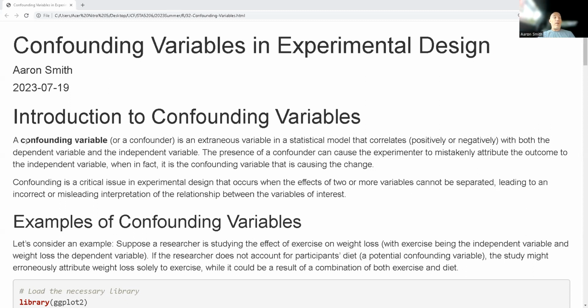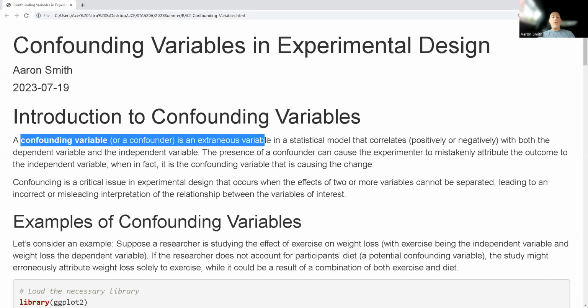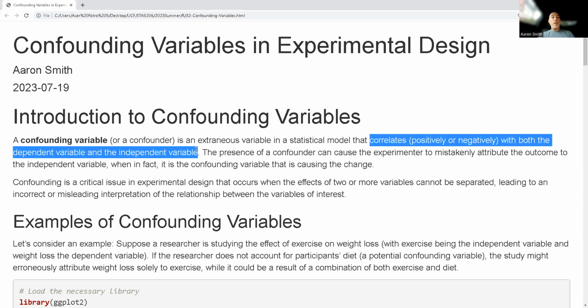A confounding variable is an extraneous variable that correlates with both a dependent variable and an independent variable. The presence of a confounder can cause the experimenter to mistakenly attribute the outcome to the independent variable, or not attribute it to the independent variable, depending on the relationship with the confounding variable. Confounding is a critical issue in experimental design that occurs when the effects of two or more variables cannot be separated, leading to an incorrect interpretation of the relationship between the independent variable and the variable of interest.